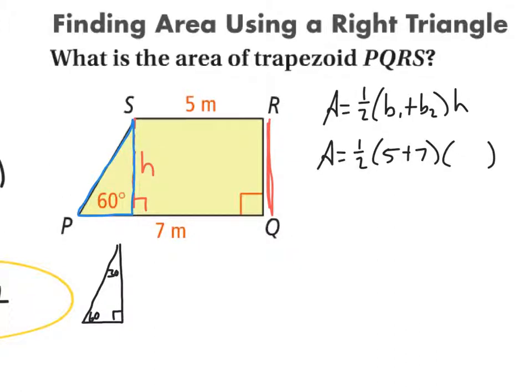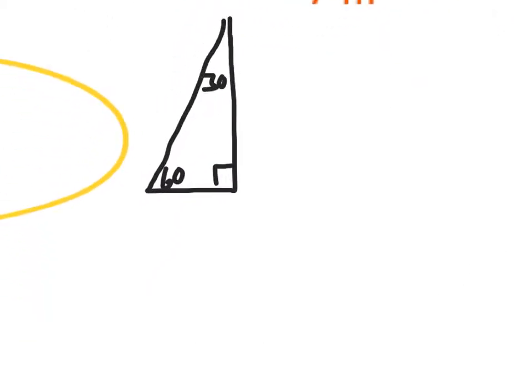30-60 right triangles, opposite the 30-degree angle. I know I'm drawing that small. I'll zoom in for you a little bit. Opposite the 30-degree angle is the length of 1. The hypotenuse has a length of 2. Do you remember what the long leg's length was? Square root 3. Good job.